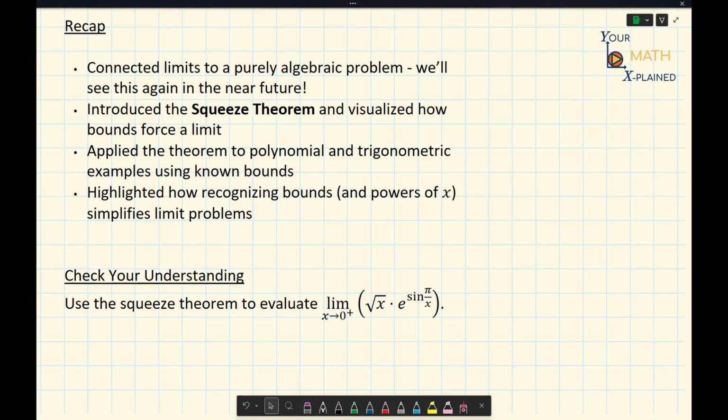And now it is your turn to give this a try. Can you use the squeeze theorem to evaluate this limit here?